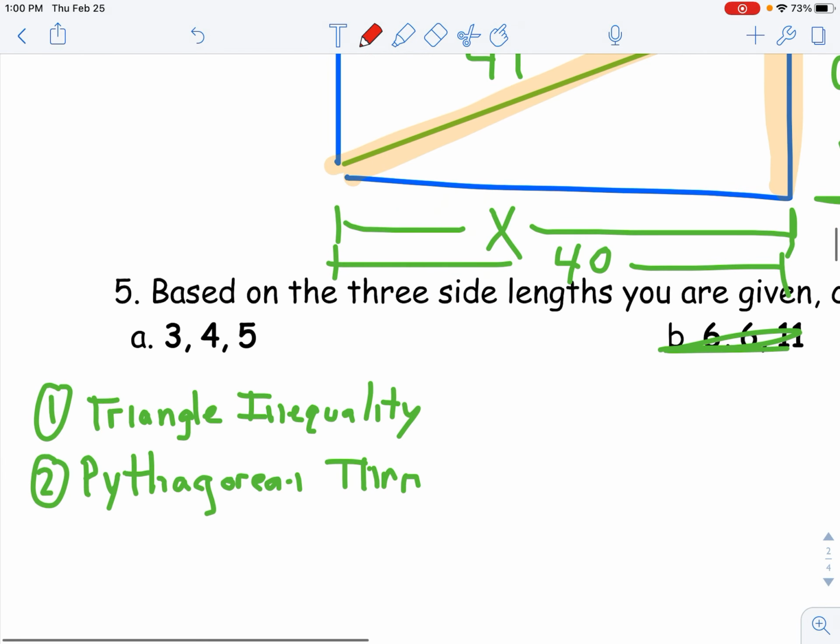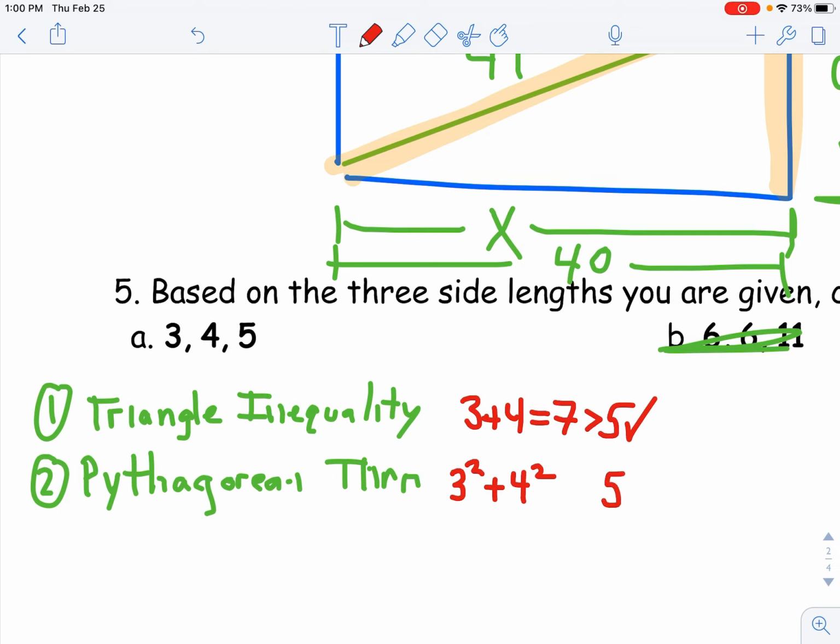So doing the triangle inequality theorem, you're going to pick the 2 smaller sides. 3 plus 4 equals 7, greater than 5. So check, it can make a triangle. Next, you plug it into Pythagorean theorem. 3 squared plus 4 squared. You're not going to write equals or anything yet. You're just going to compare it.